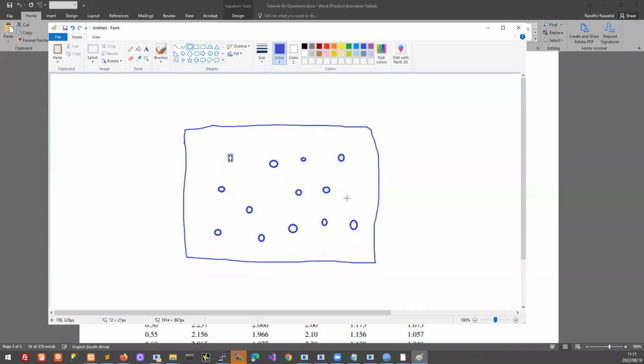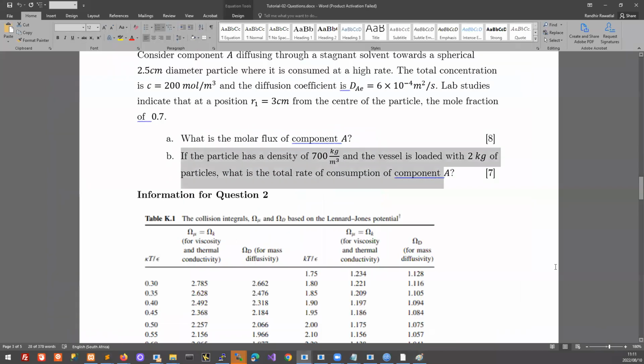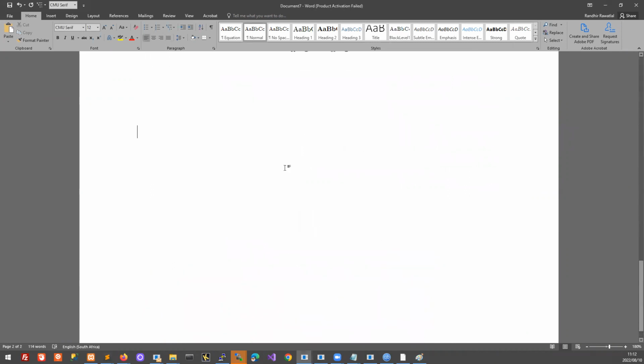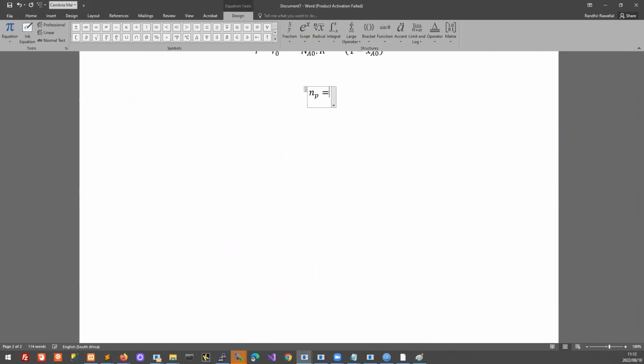So there's a certain number of particles in our container, and we are given the total mass of the particles in the container, and we are given the density. So we can use all this to work out the number of particles, right? Because we do have the size of the particle, so it's 2.5 centimeters. So we can say here, the number of particles is equal to the mass of all the particles divided by the mass of one particle.